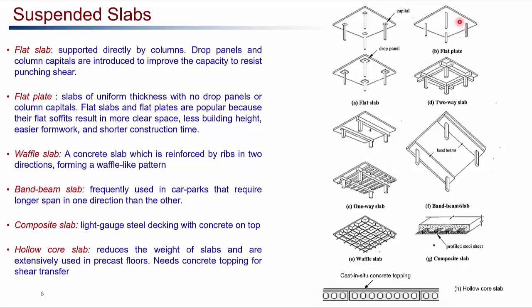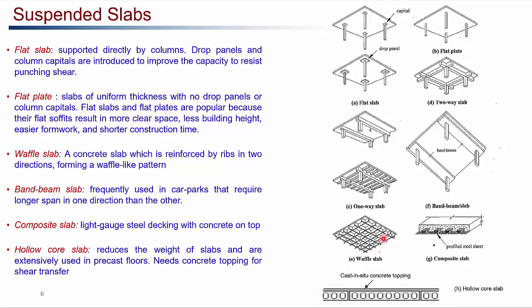For the flat plate, as you can see here, there are no drop panels or column capitals. The slab directly rests on the columns. Flat plates and flat slabs are popular because there are no beams in them. That means it has a clear flat surface at the bottom, so you have a clearer working height for the building, and also the formwork is much easier to construct, and it reduces the construction time as well. However, the drawback is that you have to take special care so that the column doesn't punch through the slab. Punching shear is a critical failure mechanism in flat slabs or flat plates.